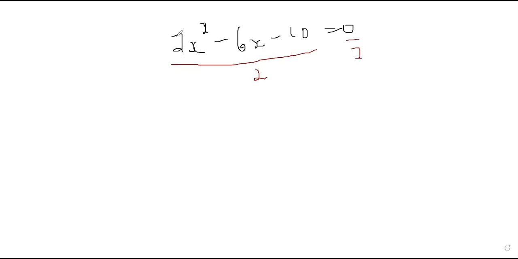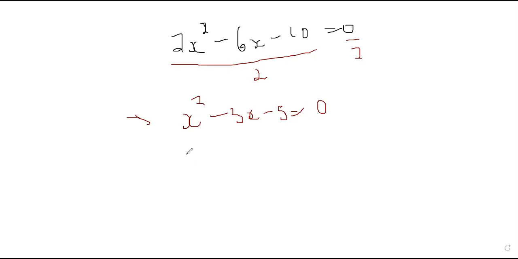So you understand, if we divide 2 by 2, we'll be left with x squared. 6 divided by 2 will be 3x. And 10 divided by 2 will be 5. And then 0 divided by 2 will be 0, right? So this is now here. And then from here, we complete the square. Because the first step is to ensure that it's in standard form. Second step is to ensure that the coefficient of x squared is 1. So we are sorted, right?